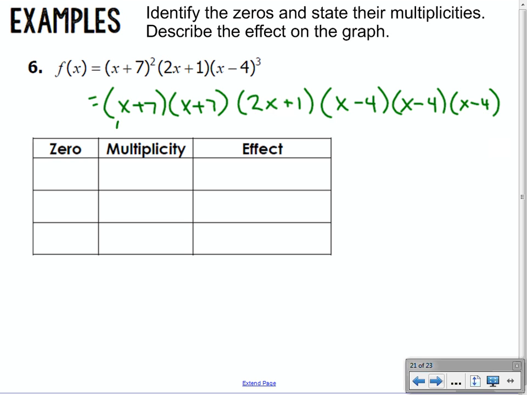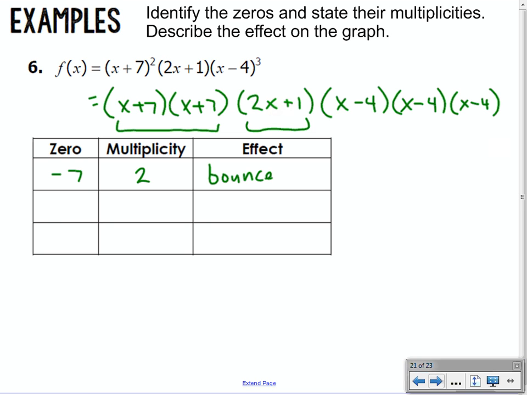Well, these two factors are going to give me the same 0 at negative 7, but since there's two of them, that means the multiplicity is 2. And since the multiplicity is even, that means that graphically, it's going to bounce at that 0.